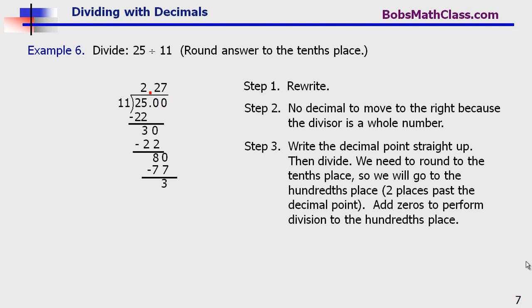We got the number past the tenths place. 5 or more, we add 1 to the tenths place. 4 or less, we leave it the same. Right, it's 5 or more because it's a 7, so we're going to add 1 to the tenths place. So our answer will be 2.3.